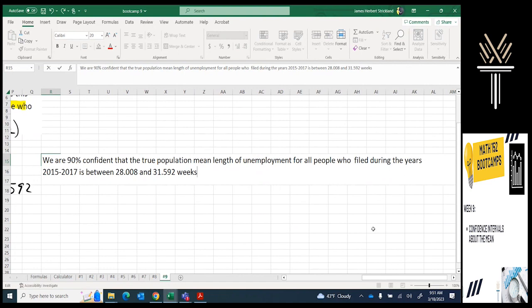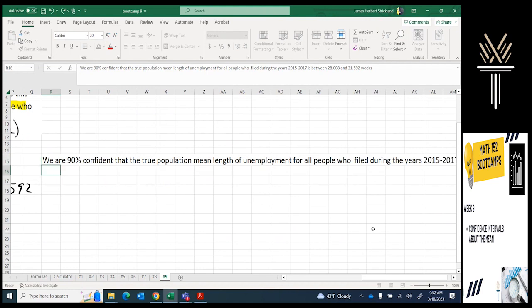We are 90% confident the true population mean length of unemployment for all people who filed during the year 2015 and 2017 is between 28.008 and 31.592 weeks. So I have no idea how long it was for every single person on average. I just know that it's somewhere between those two numbers. And of course, I'm only 90% confident, which means that I'm admitting that this method only works 90% of the time. And if I wanted to be more confident, I would have to widen my calculation.